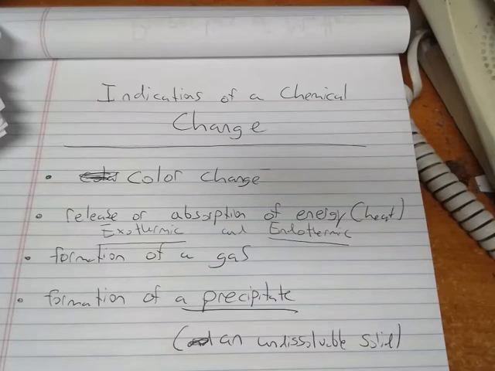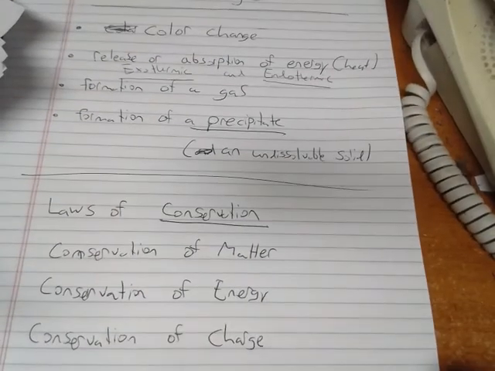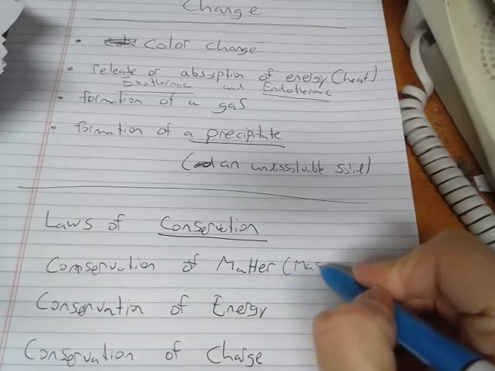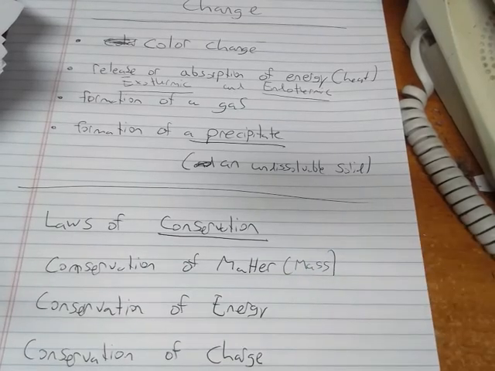It wasn't there before. Last thing I want to point out, laws of conservation. Whenever you do any chemical reaction, three things must be conserved. First is conservation of matter, or more specifically, mass. What that means is if I started with 5 grams of chemical A and 5 grams of chemical B, and I created a new chemical, we'll call it chemical C, it must weigh exactly 10 grams.